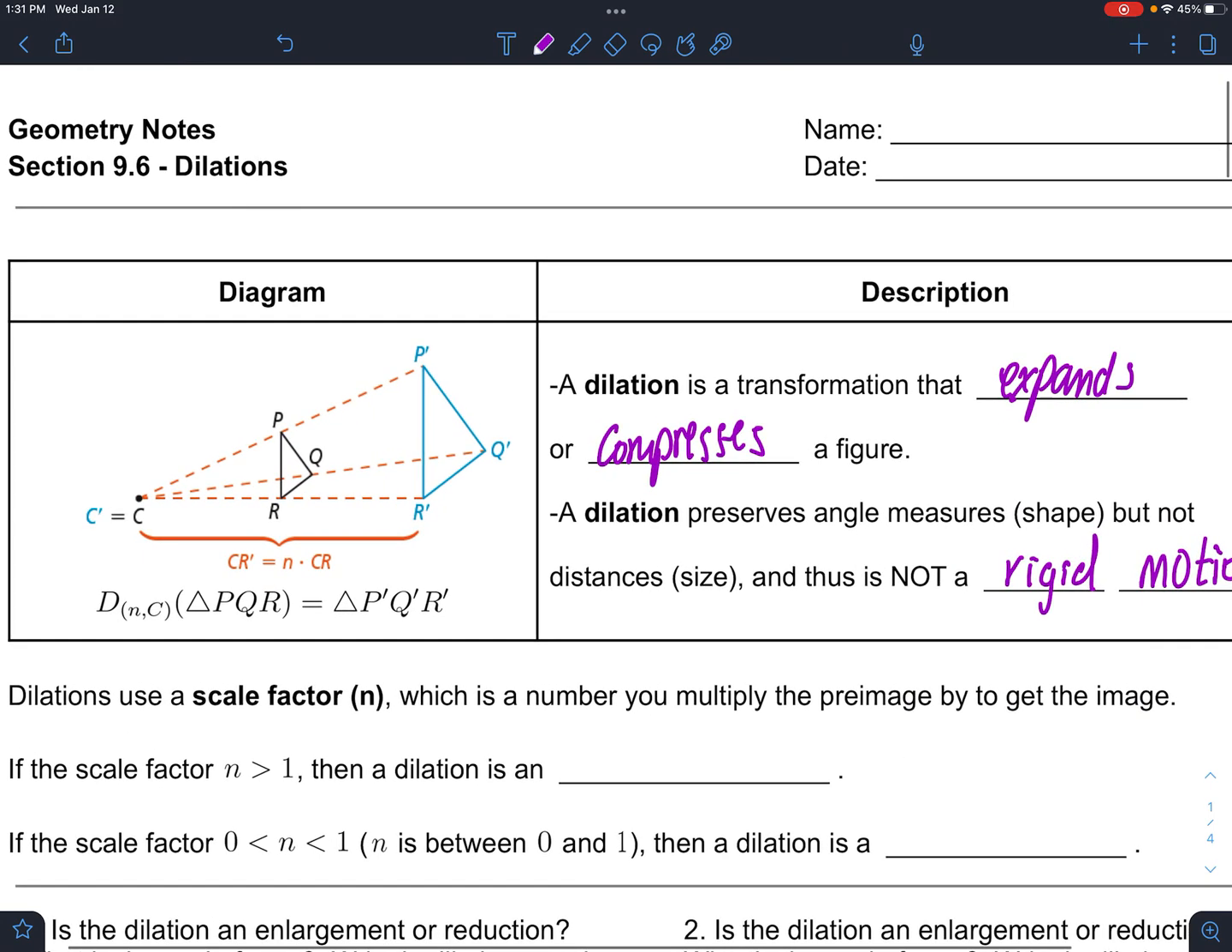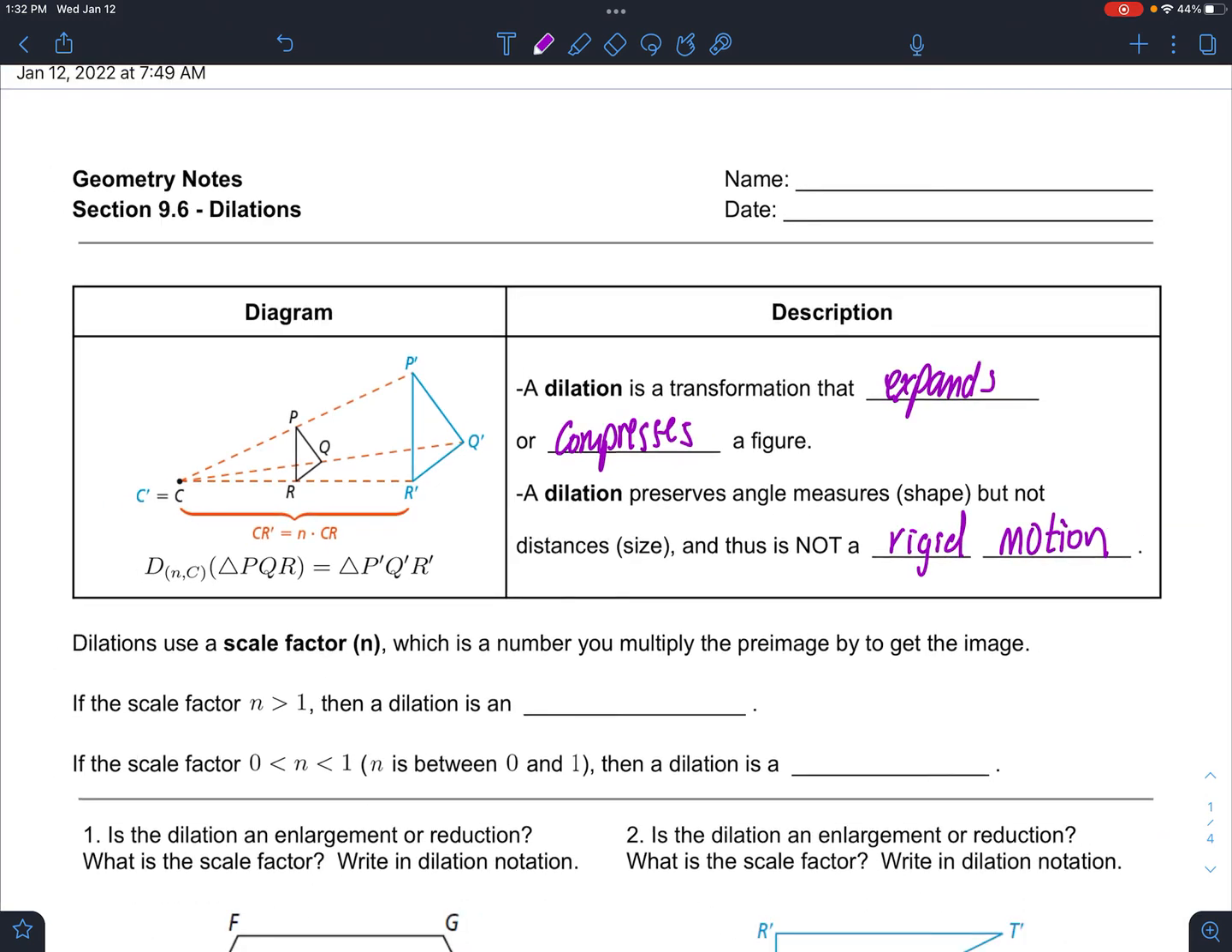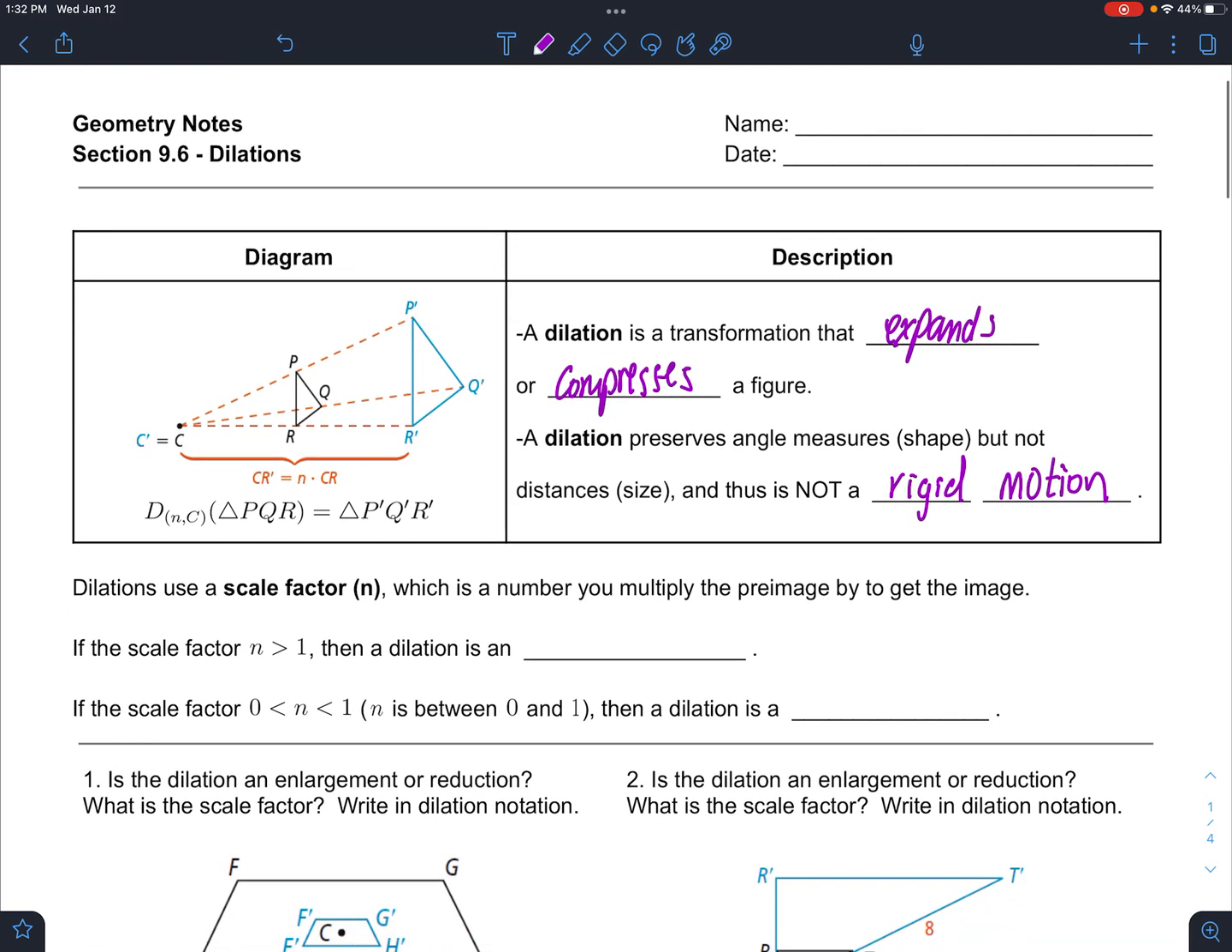because if we can see here, we have a pre-image and an image. They are not the same size. One looks like maybe twice as big. So a rigid motion preserves shape and size, but this just doesn't. So it is kind of unique among our four.